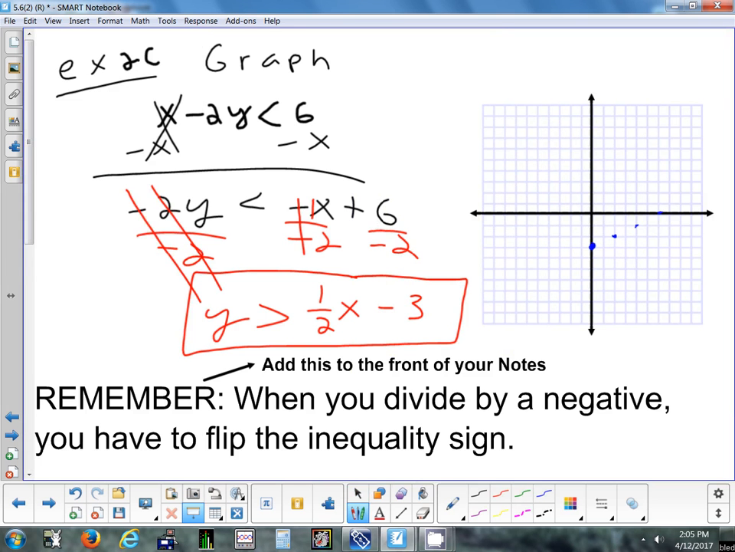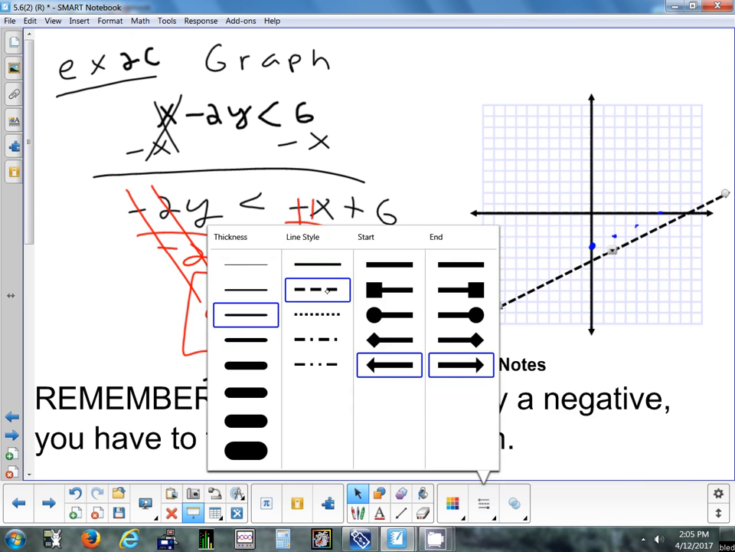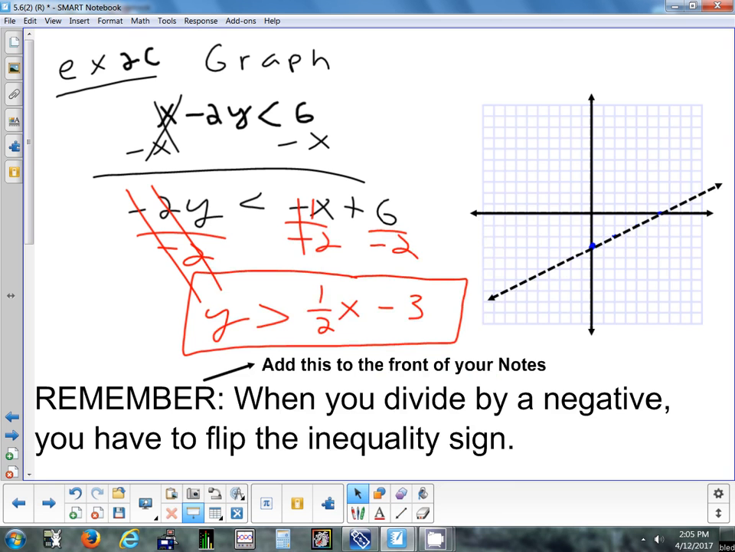All right, now, solid line or dotted line? Dotted. How do you know? There's no line in there. Yeah. It's just the greater than or the less than. There's no line under it. So don't make it solid. Okay, are we good? Anything else?